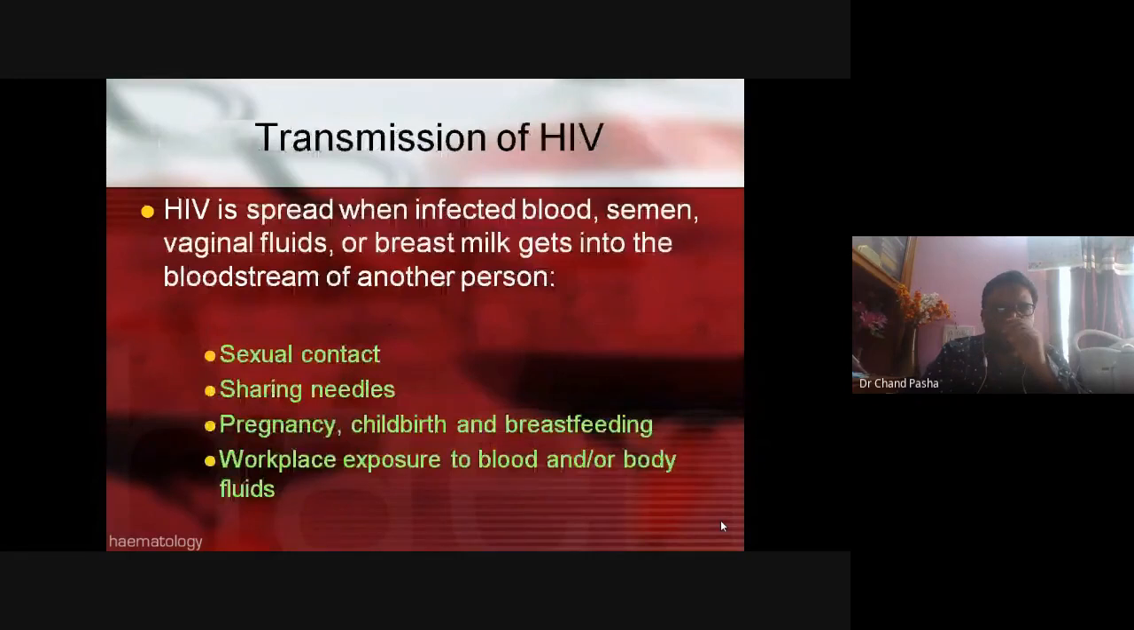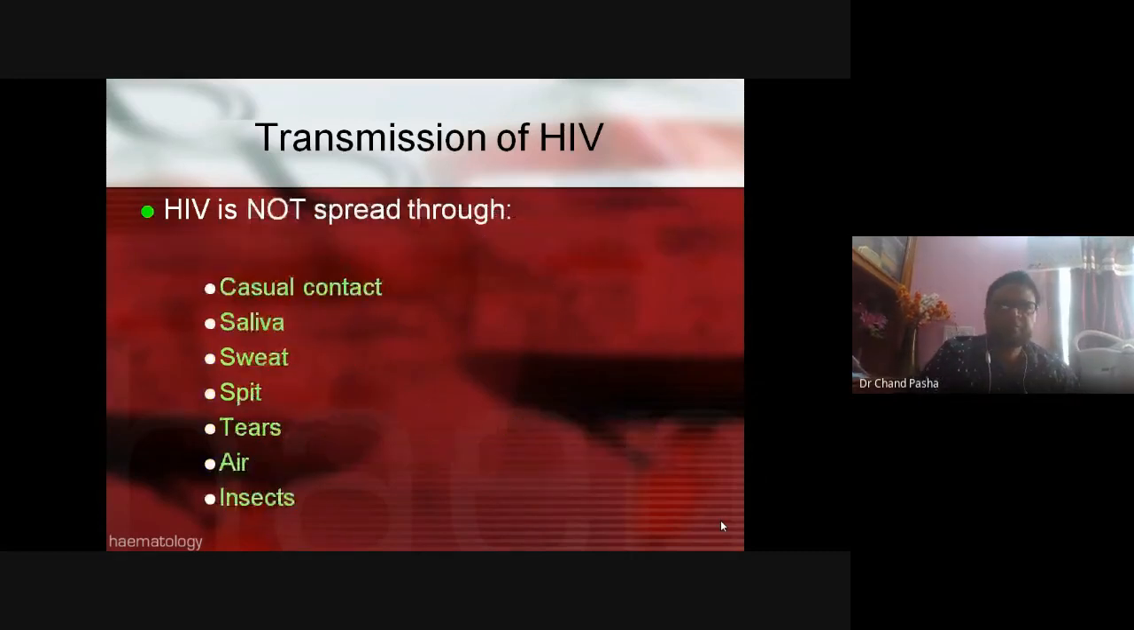HIV spreads when infected blood, semen, vaginal fluids, or breast milk gets into the bloodstream of another person: sexual contact, sharing needles, pregnancy, childbirth, and workplace exposure to blood and body fluids. Those are the dangerous things for HIV. And this is a very important thing you should remember: HIV does not spread through casual contact, saliva, sweat, spit, tears, air, or insects. The HIV virus does not spread through these modes.